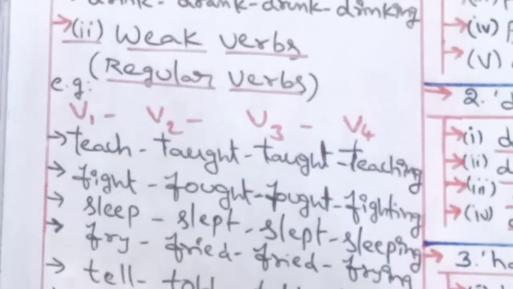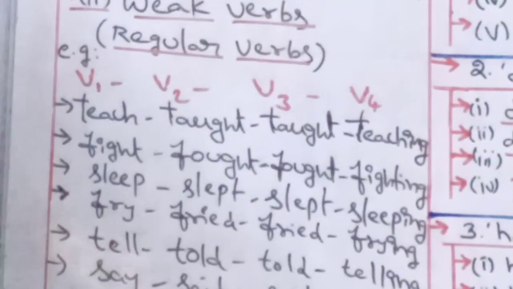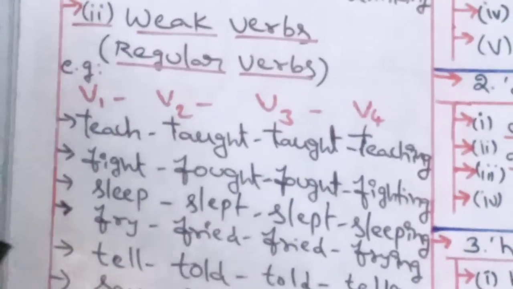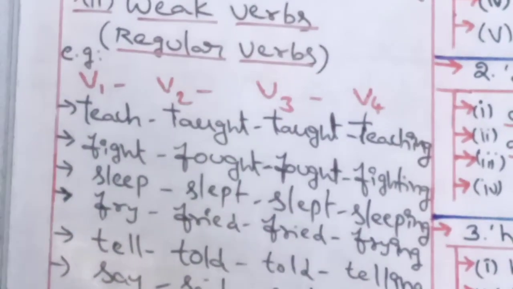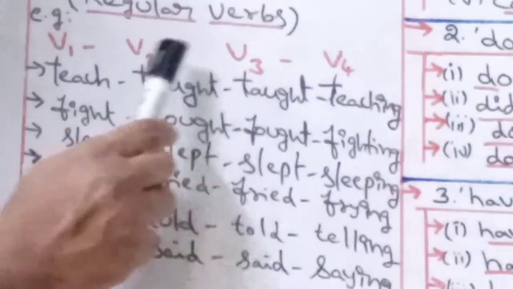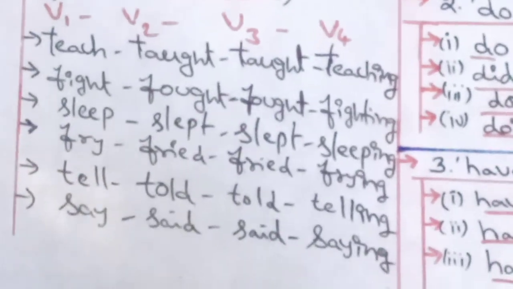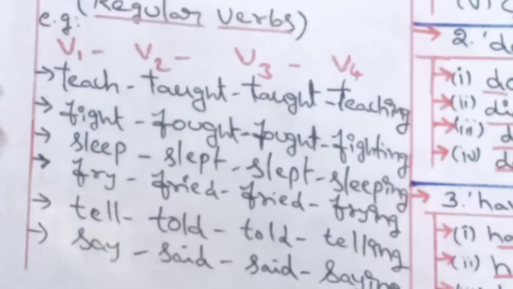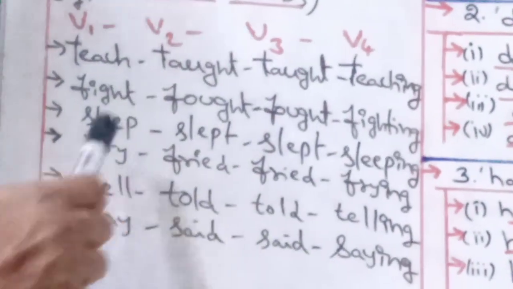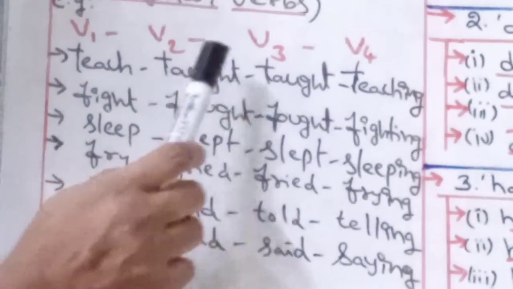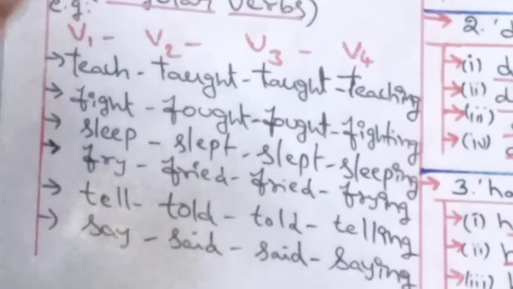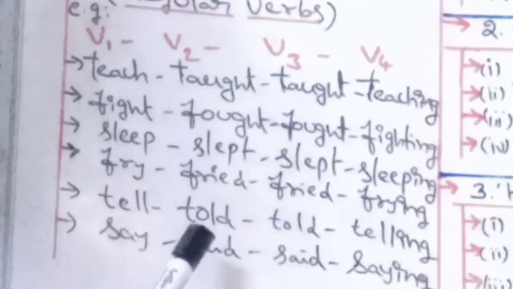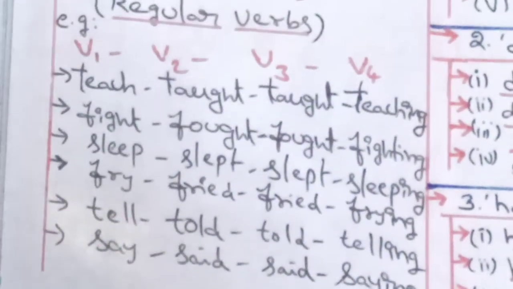Excluding V4, which is just the same, the ing form of V1. If you observe V1, V2, V3, V1 is also the initial verb, the root verb, the original verb. And if you focus on V2 and V3 forms, V2 past tense and V3 past participle, both the pronunciation and the spellings are just the same in V2, V3. In all the examples written on the board, if you observe carefully.